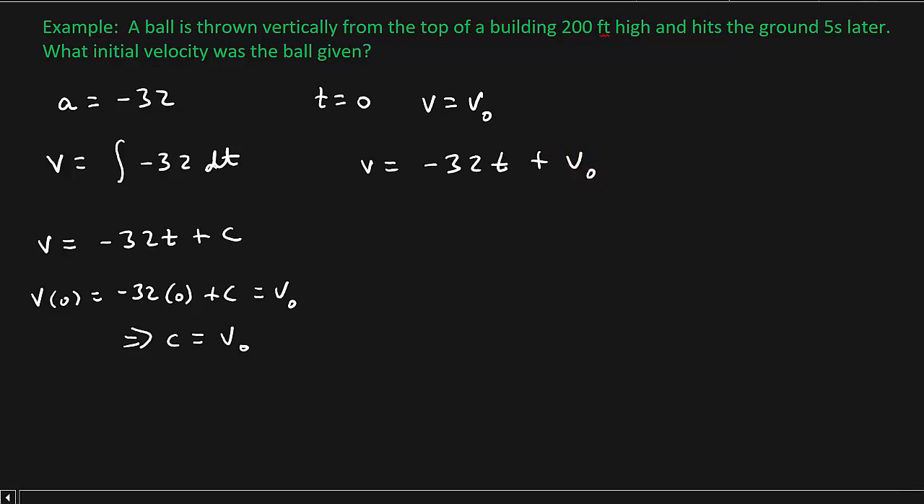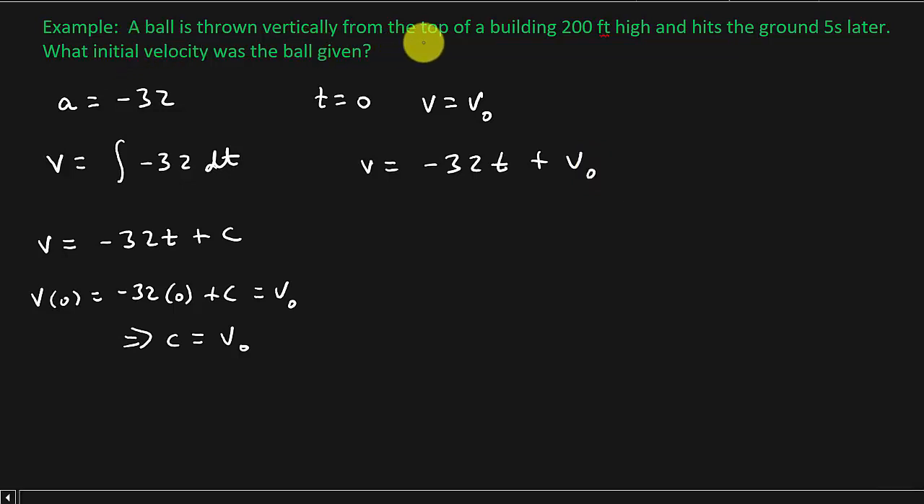Now, what are they wanting us to find? They're wanting to know what is the initial velocity of the ball. That's what they're wanting us to know. So we have to actually figure out what v naught is. So let's see if they give us any other information that would help us.